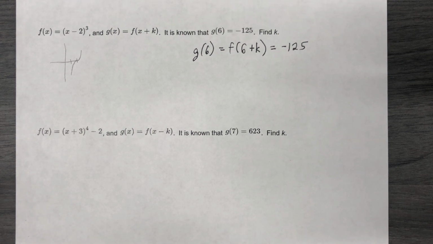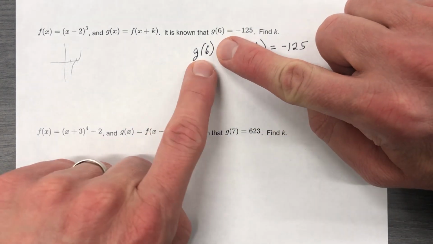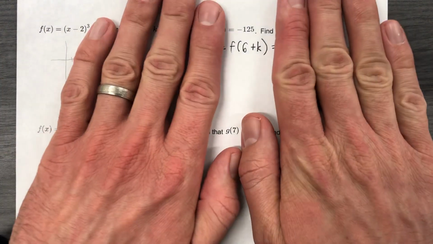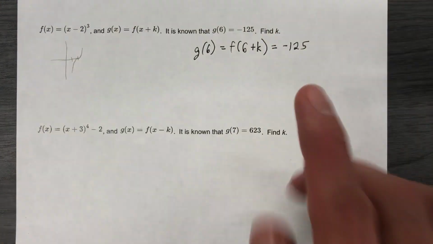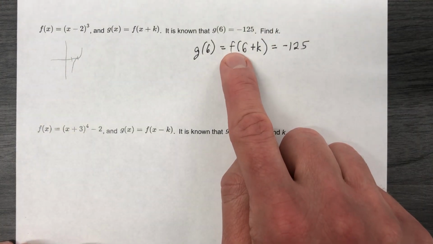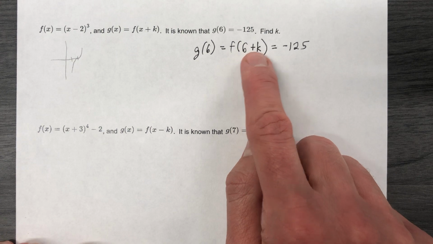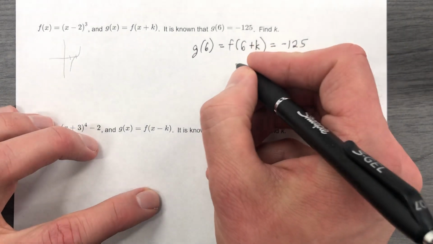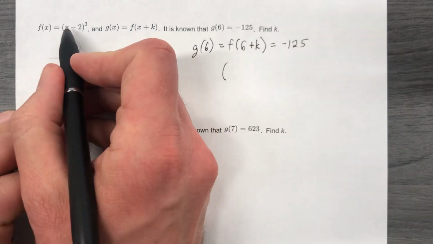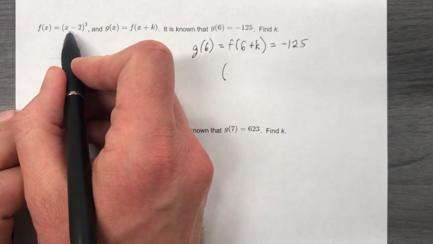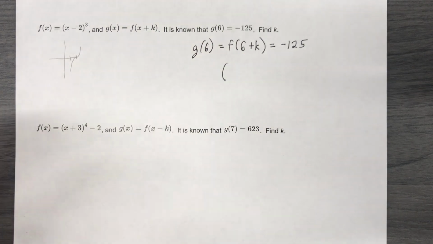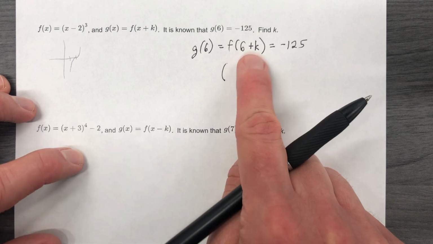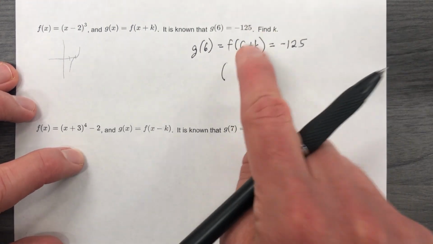Okay, stop. I've done everything I can do with g of 6. I don't have a clue what I'm going to do with that right there. But there's a mess right here, and we're going to clean it up. The f function has an input of 6 plus k. So my input is 6 plus k, so I'm going to have (6 plus k minus 2), and it's cubed. Whoa, what? This is the input of my f function.